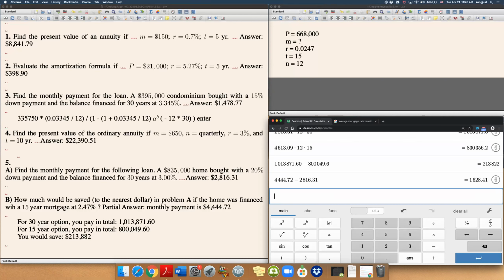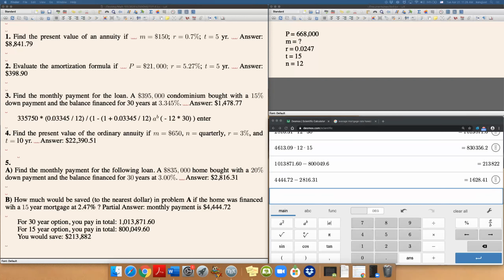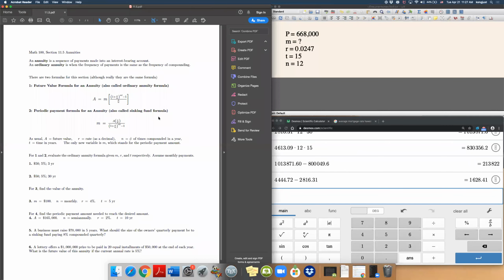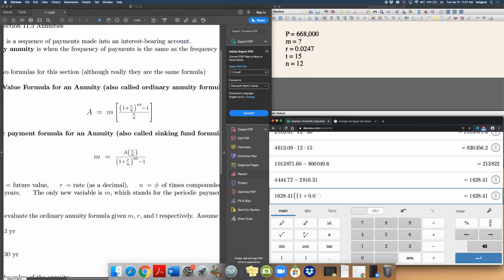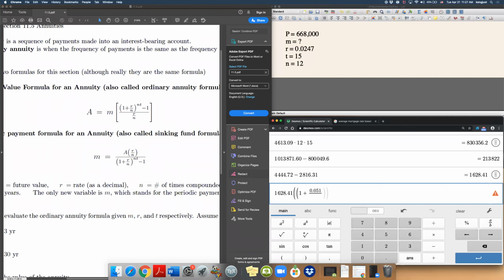So why don't we use the annuity formula? Let me just remind you what that is. This is from the previous section. This is the future value for an annuity. We're going to use 1628, the amount that you save per month, 1 plus, and let's say you have a rate of, conservatively speaking, 5.1%, pretty safely. And let's just say monthly.